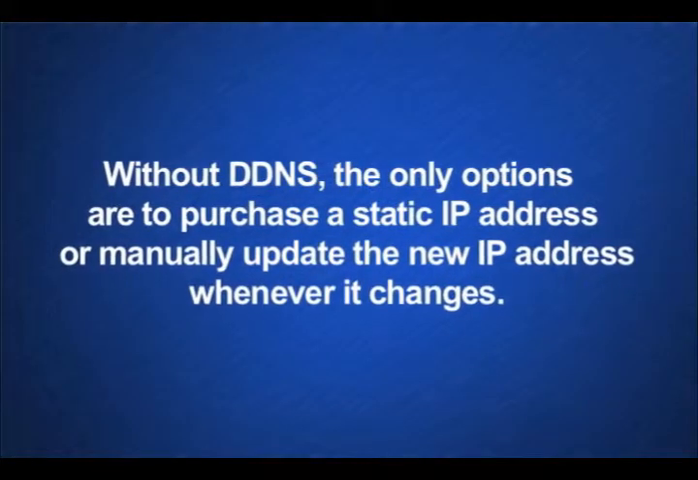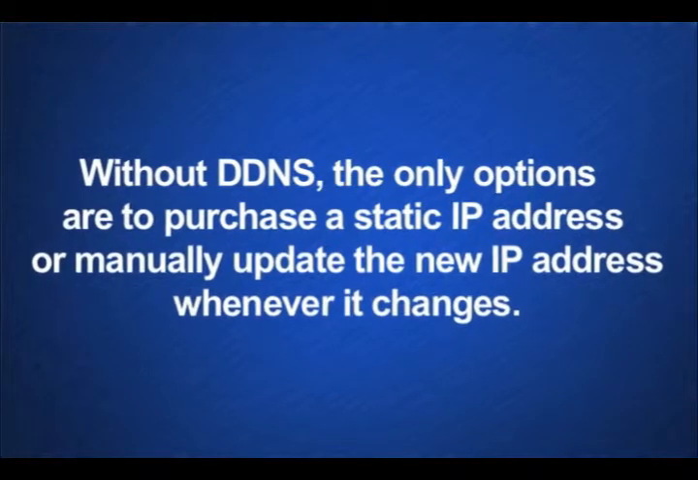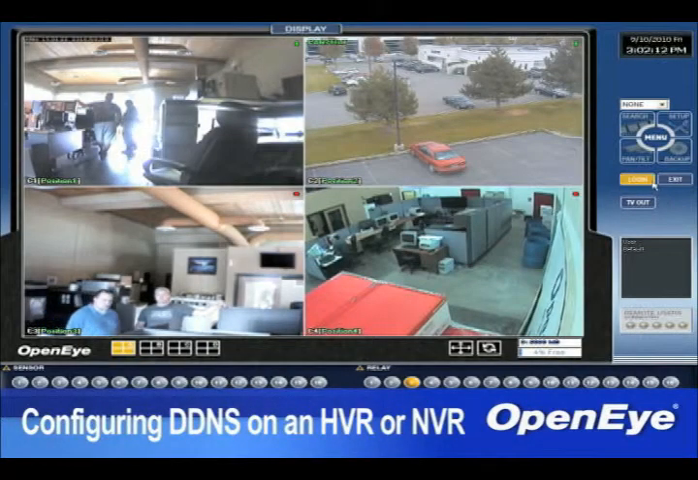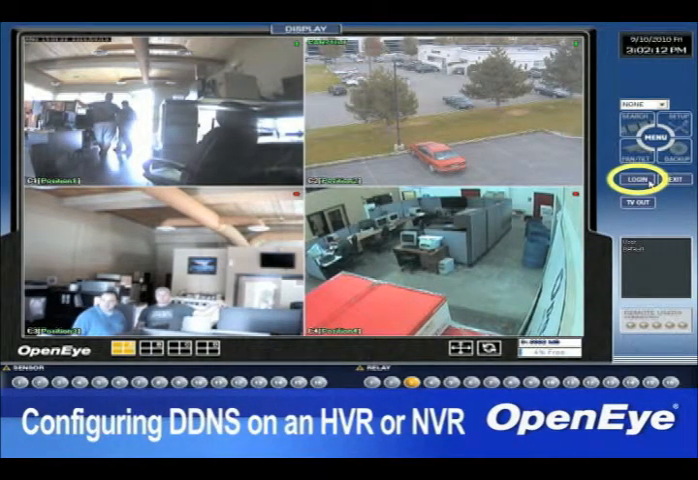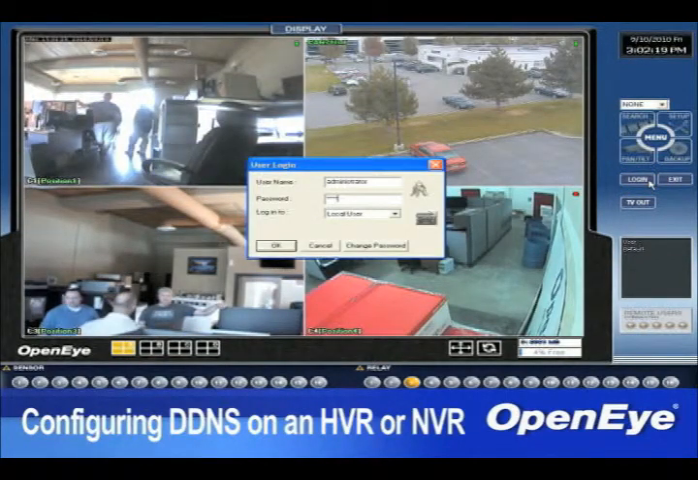Without DDNS, the only options are to purchase a static IP address or manually update to the new IP address whenever it changes. To enable DDNS on your HVR or NVR, first set the IP address. If you need assistance configuring the IP address, view the video tutorial on setting the IP address on your NVR or HVR. Once the IP address has been set, click Login at the HVR or NVR and log in as a user with administrative access.